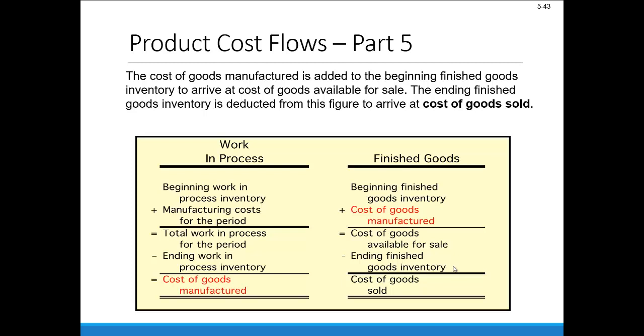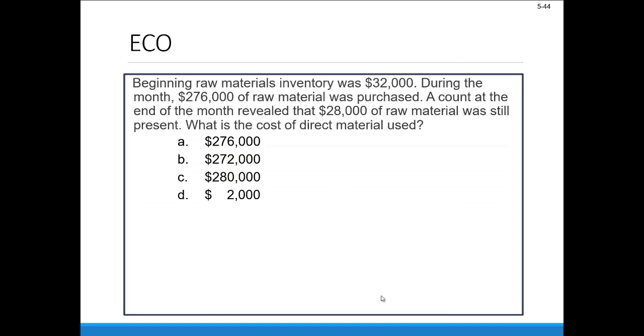Then if I deduct what was still left in finished goods inventory at the end of the period, the difference must be the cost of goods I did sell this period. So cost of goods sold, out the door. So let's try a couple examples here.